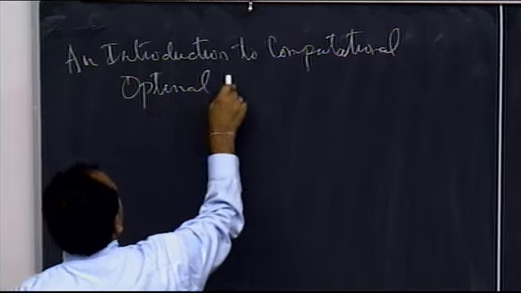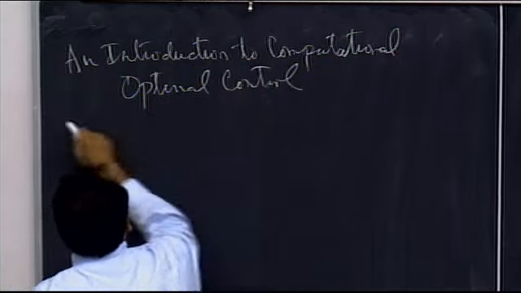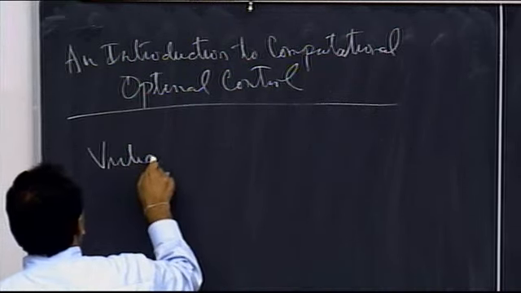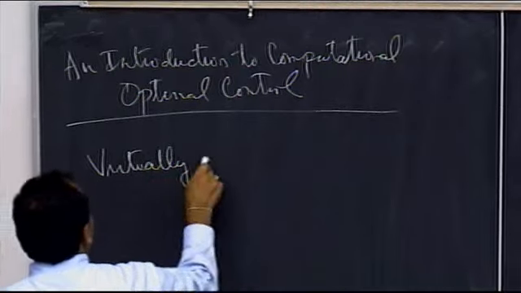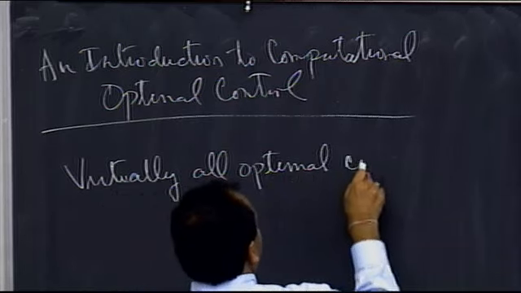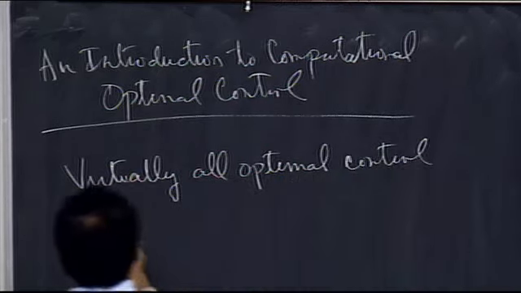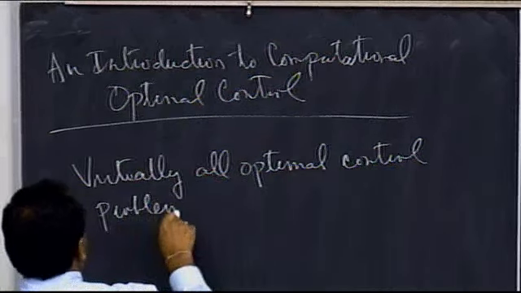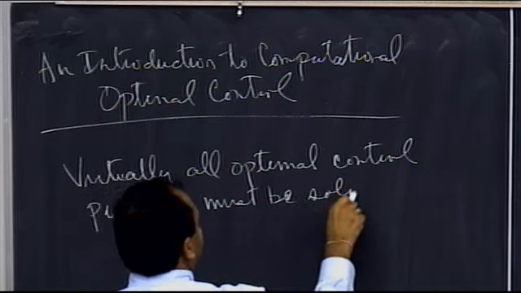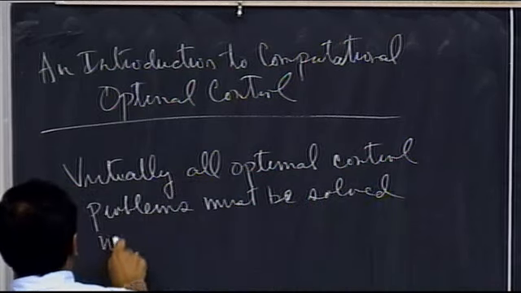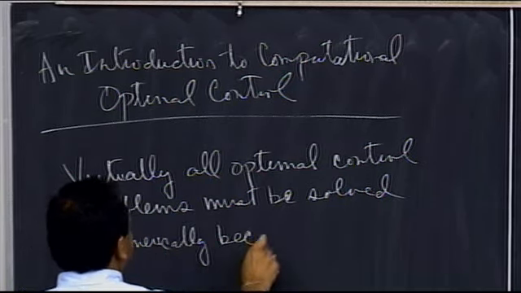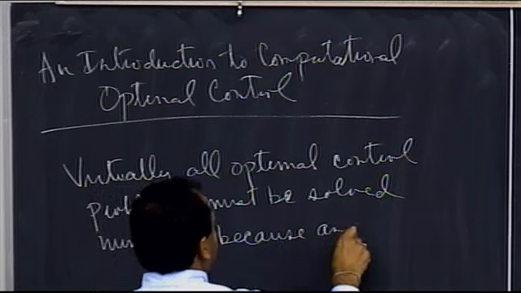Now, I'll start with this statement that virtually all optimal control problems must be solved numerically, because analytic solutions do not exist.